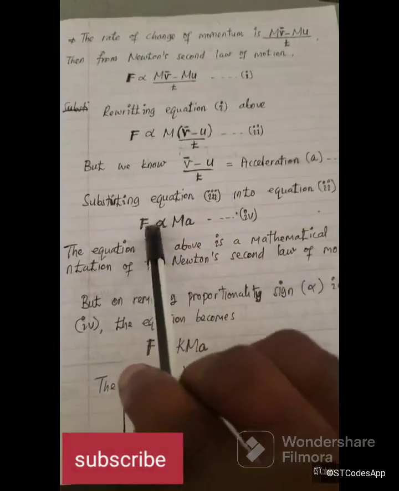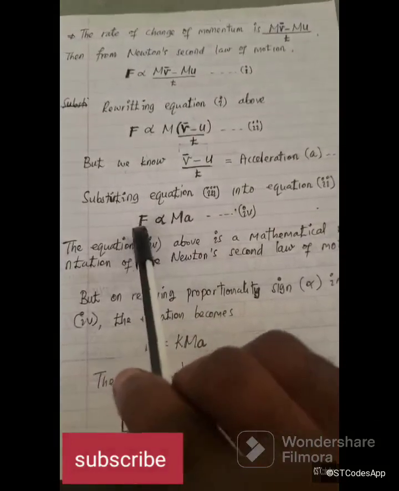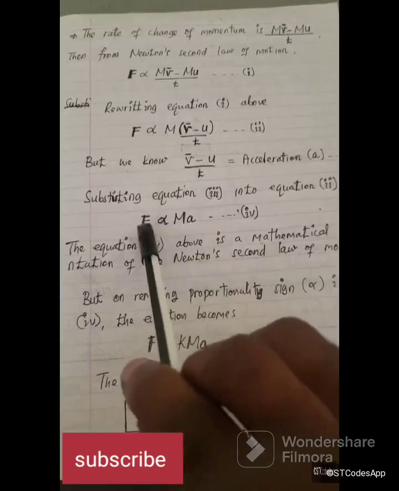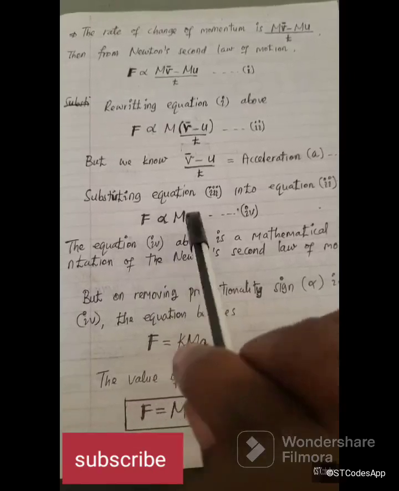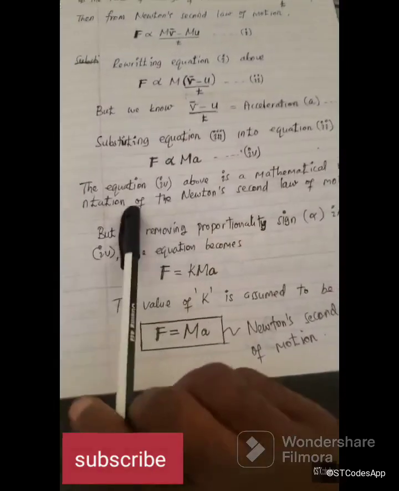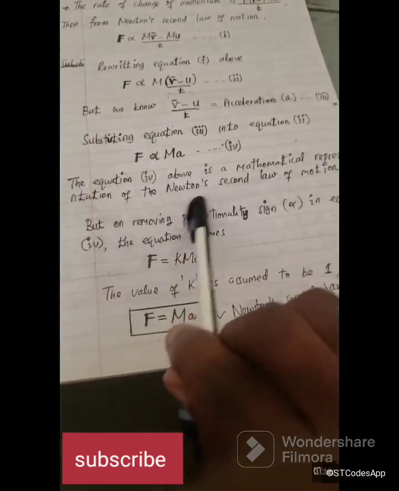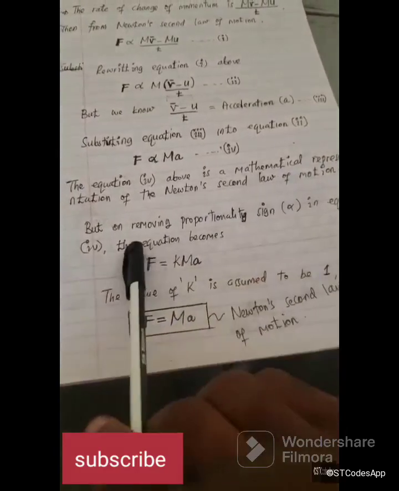So the equation becomes F is directly proportional to m times a, where F is the force acting on a body, m is the mass of the body, and a is the acceleration of the body. Then equation 4 above is a mathematical representation of Newton's second law of motion.